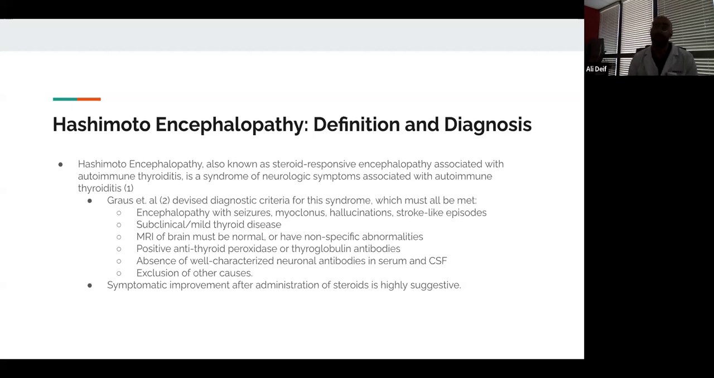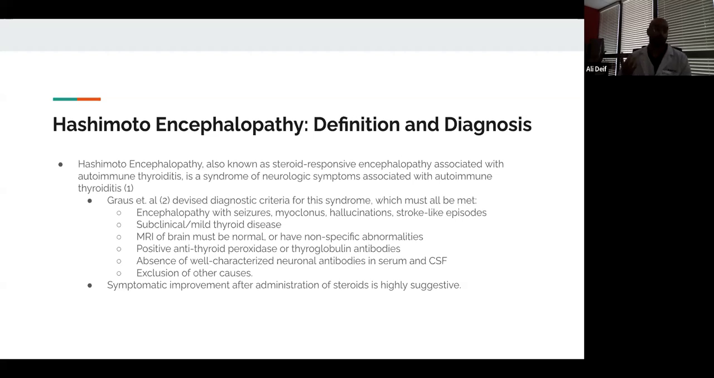So Dr. Grouse and his colleagues devised diagnostic criteria for the syndrome, which must all be met. So as I said, there's the encephalopathy-like syndrome, which also includes seizures, hallucinations, stroke-like episodes. And these patients typically have subclinical or mild thyroid disease, and they must have positive antithyroid peroxidase or thyroglobulin antibodies. But like I said, they're going to be typically euthyroid or will have subclinical or mild thyroid disease.